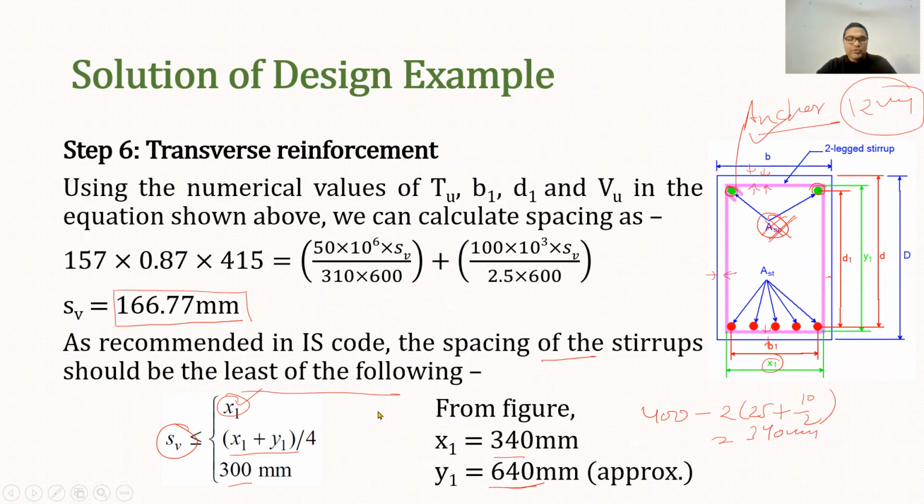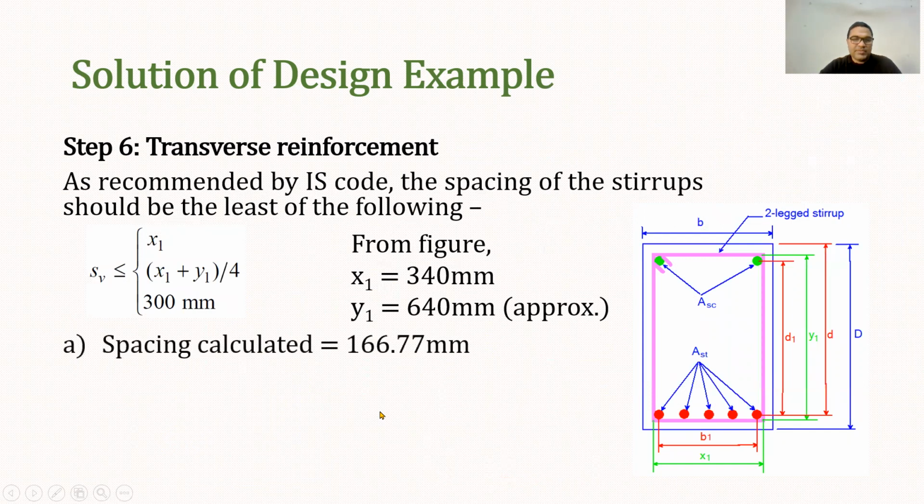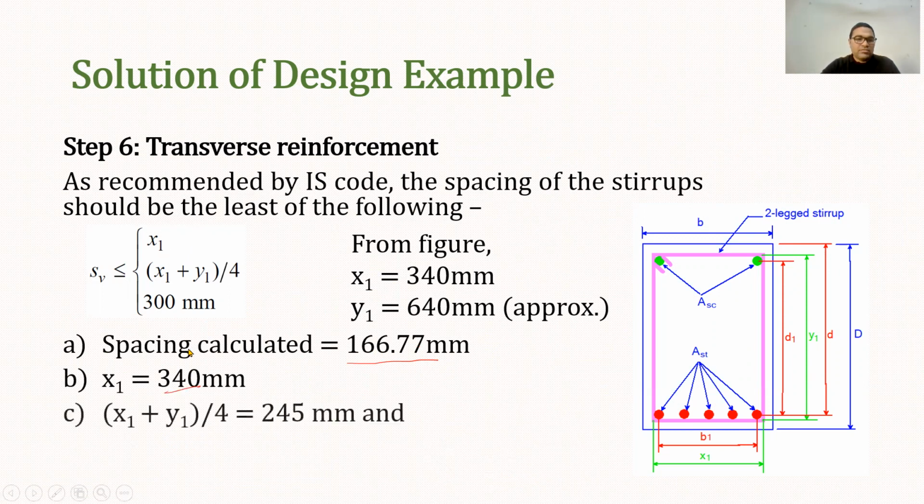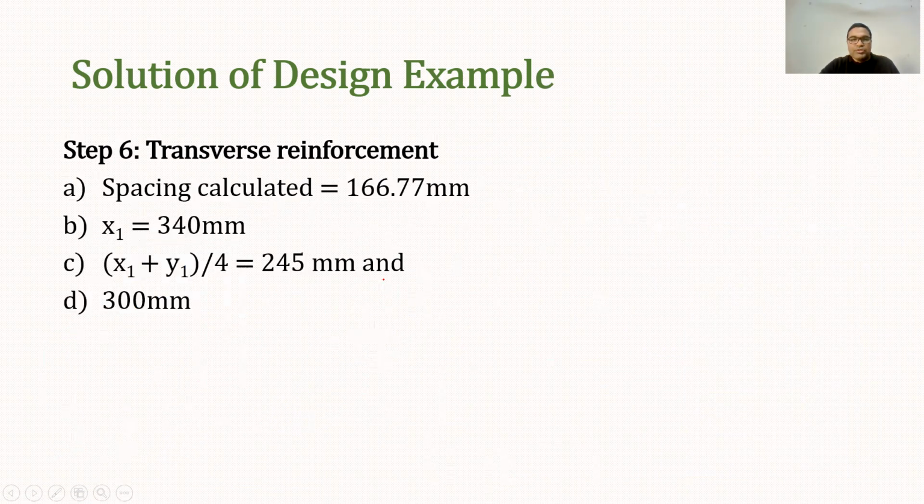Now putting the value here, we get the spacing. So first we will put the spacing calculated, which is 166.77. Second is x1 is 340. Third one is x1 plus y1 divided by 4, which is 245 mm and 300 mm. So the minimum value of these four parameters is 166.77 mm. So technically we need to provide this spacing.